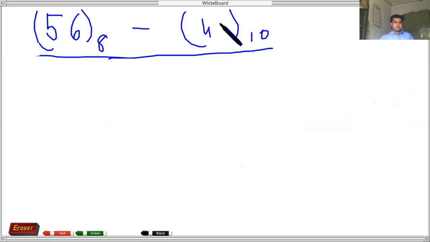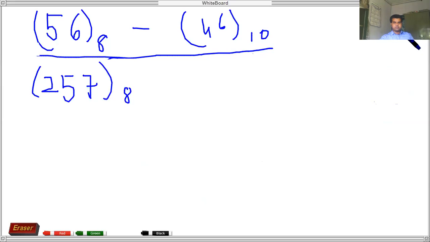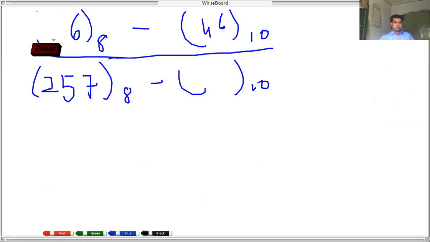So 46 is the answer. Next, we will take some bigger example. 257. This is octal to decimal, mind you. You have to convert into decimal. Do it. I have shown you the step. Do it fast.